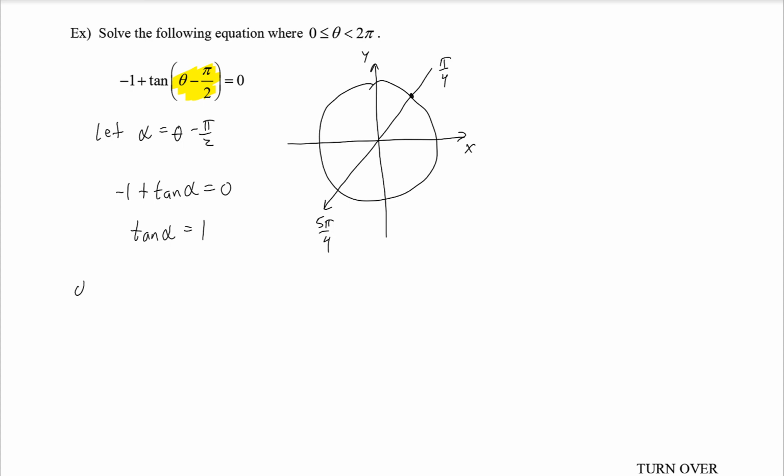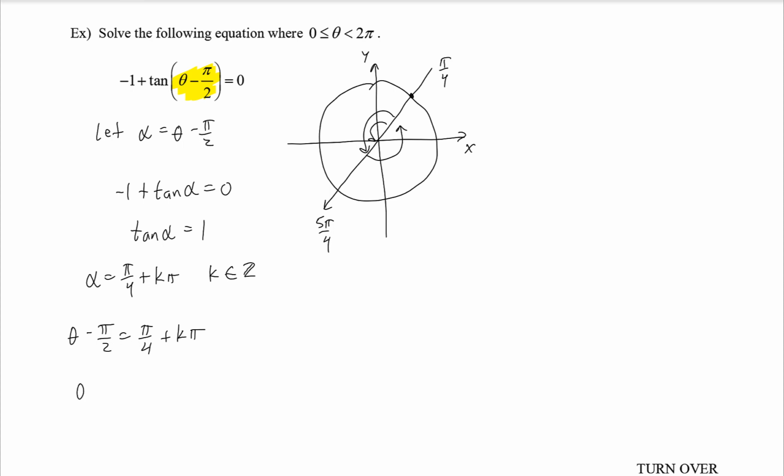So alpha could be pi over 4. And then to get to the next one, I could just add pi. So plus k pi. If I just keep doing multiples of pi, I just keep getting more and more answers. Remember, k is an integer. But remember, we're not actually solving for alpha, we're solving for theta. So alpha was holding the place of theta minus pi over 2. So theta minus pi over 2 should equal pi over 4 plus k pi.